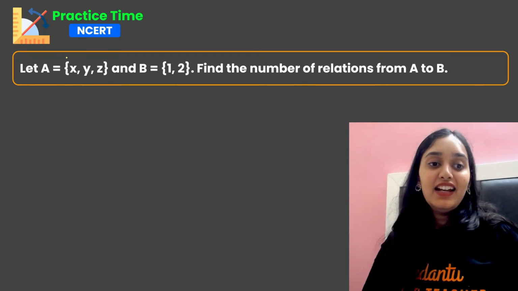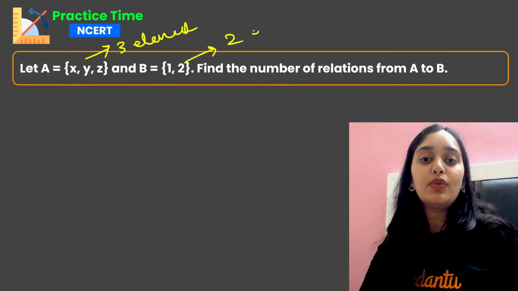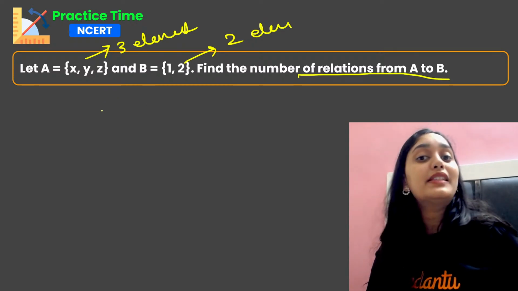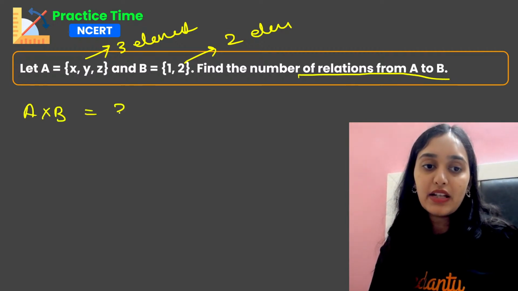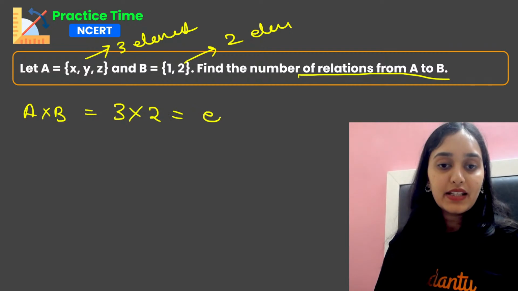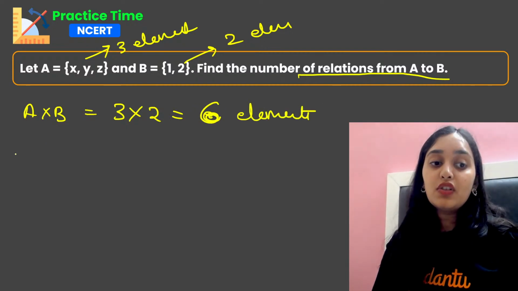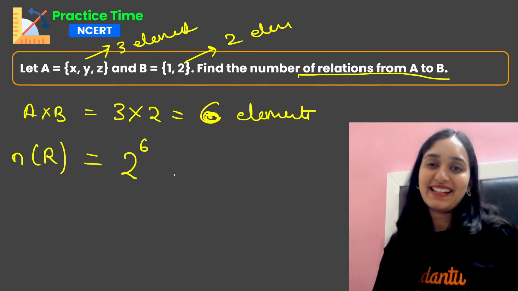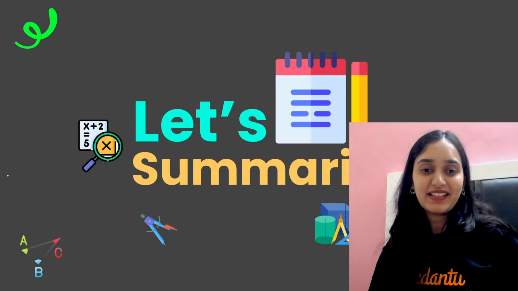Okay. Next question. Set A has x, y, z, 3 elements. Set B has 1, 2, 2 elements. How many relations can be formed from set A to set B? Well, A cross B is going to have 3 into 2, 6 elements, right? So the number of relations formed will be 2 to the power 6, okay? So how many relations will be formed? 2 to the power 6.